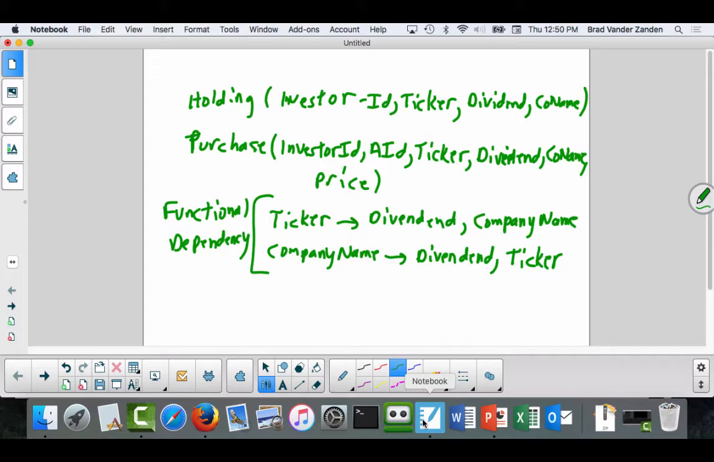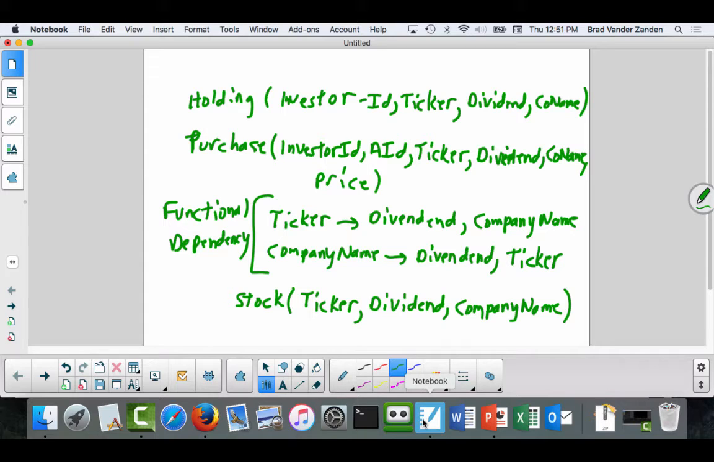So we'll see that given that we can identify this as a functional dependency, we might actually end up with a new relation called stock that has ticker, dividend, and company name. And a functional dependency, in effect, gives us the primary key because the primary key uniquely identifies each tuple. Here, there's two possible primary keys for stock. What are they, based on what you see? What are the two potential primary keys for stock? Pardon? Ticker and company name. Very good. And which one should we use? Ticker. Why?